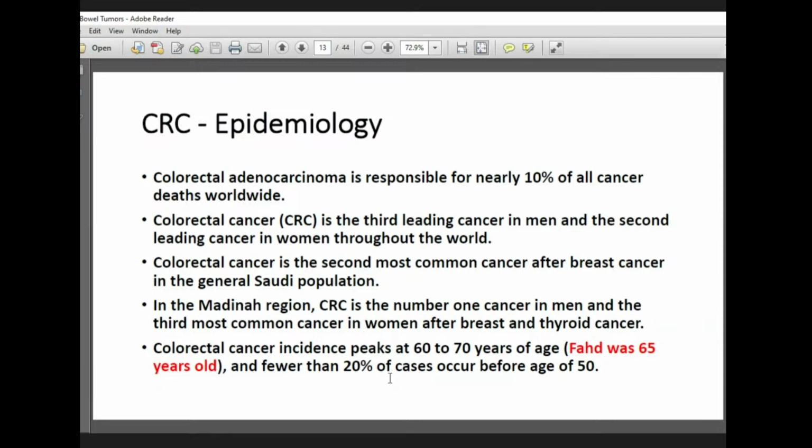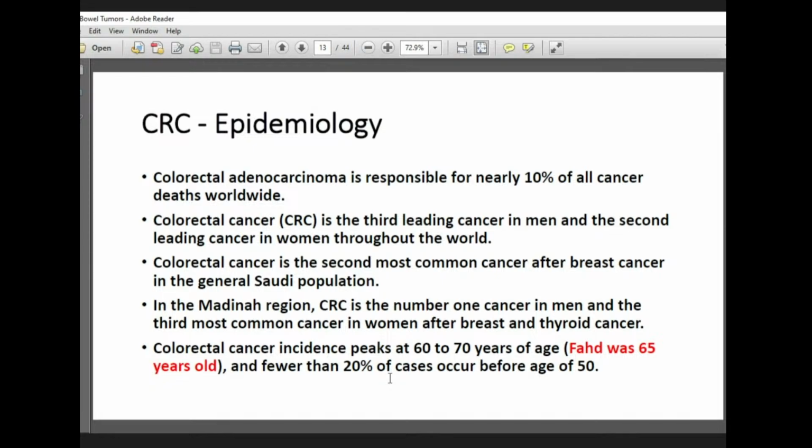And both of these cancers are related to diet. Okay. You see, due to westernization, our diet has changed totally. We don't eat our normal diet of the region. The change of diet will lead to a shift in the epithelial response, and that can lead to the development of cancer. Coming to the Medina region, CRC is the number one cancer in men and the third most common cancer in women after breast and thyroid cancer. See, in our region where we are residing, CRC has become the most common cancer in men.